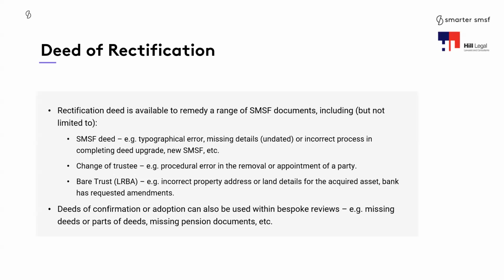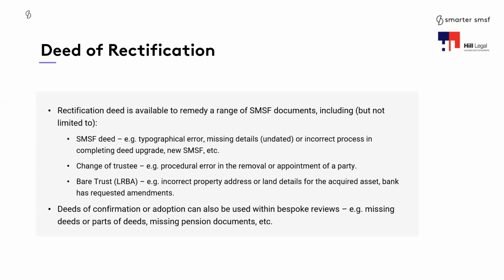Change of trustees, again, common one around procedural errors. Who needs to be a part of the document process when we are removing and appointing different parties? And the LRBA ones, again, it could be around things like we've got incorrect details in the description around the acquired asset. The bank has requested amendments as well, is a common scenario. And as I mentioned, it could be the fact that we're not looking necessarily at rectification, but we're looking at some type of confirmation or adoption as part of the reviews.